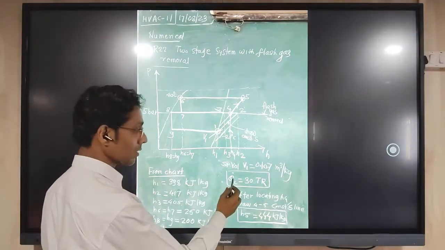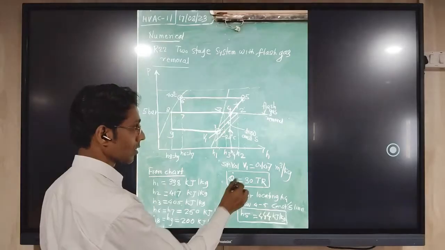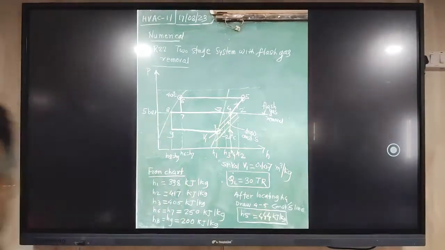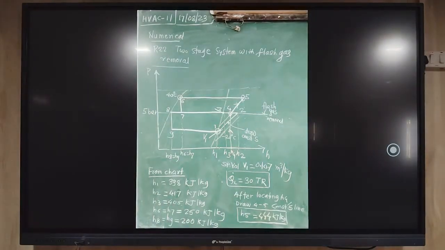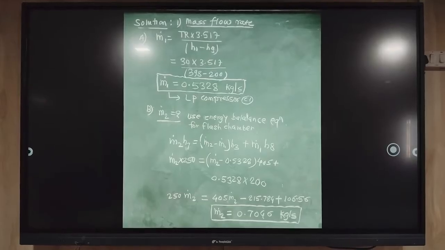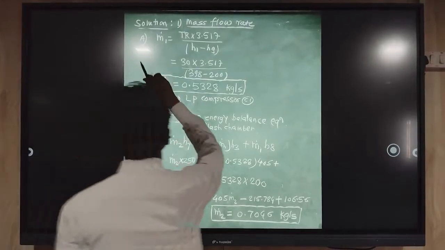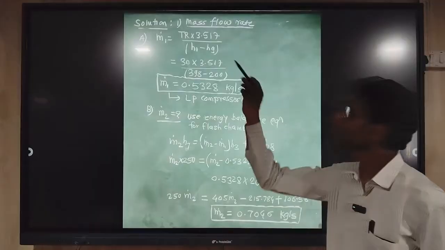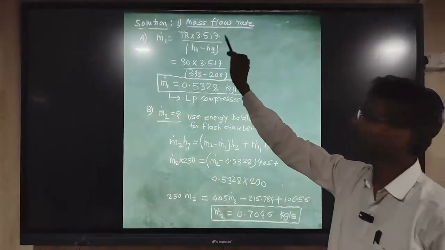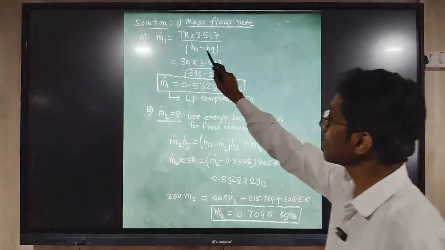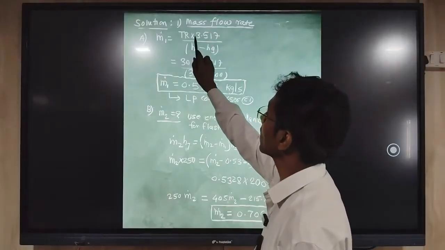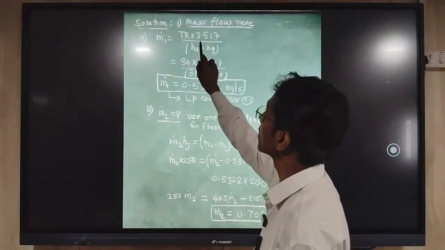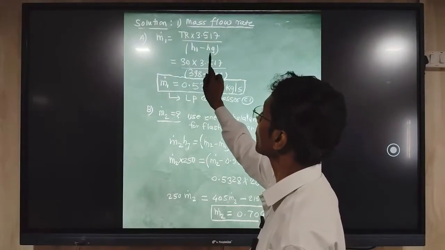Now we are given a cooling capacity of 30 TR. This 30 TR capacity we will use further. Here you can see Q dot L. That Q dot L formula we have modified. This part we have already seen in the theory. So M dot 1 is equal to what? Q dot L divided by the enthalpy difference across the evaporator.